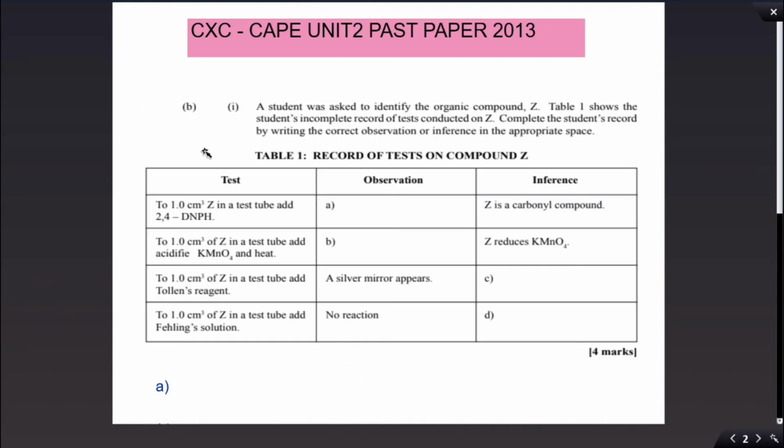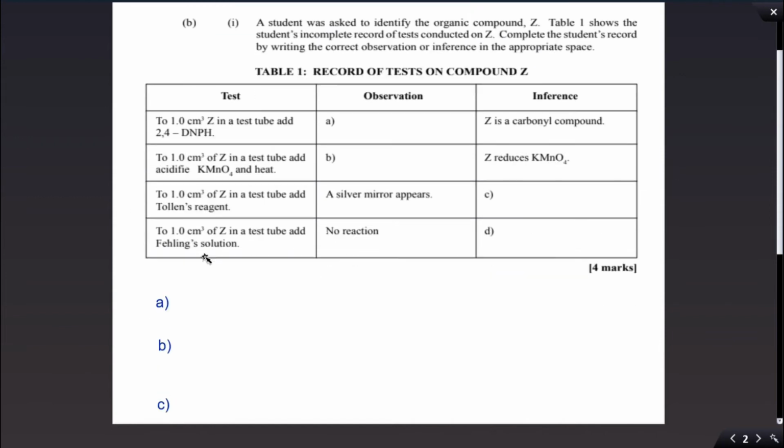Next up, part B, a student was asked to identify the organic compound Z. Table 1 shows the student's incomplete record of tests conducted on Z. Complete the student's record by writing the correct observation or inference in the appropriate space. So we look at them individually, starting with A.